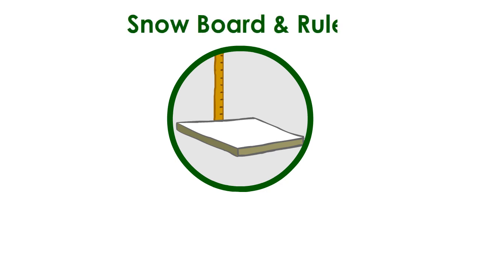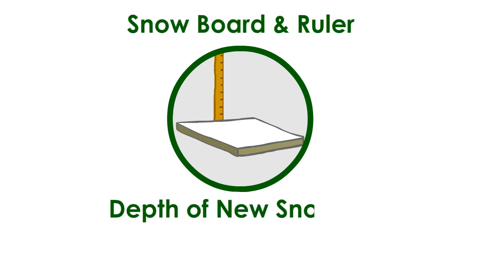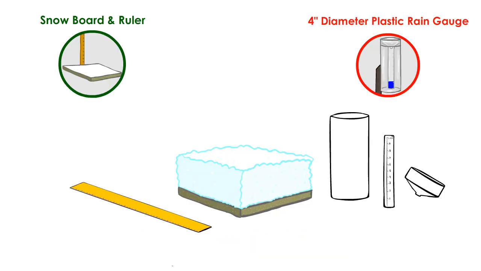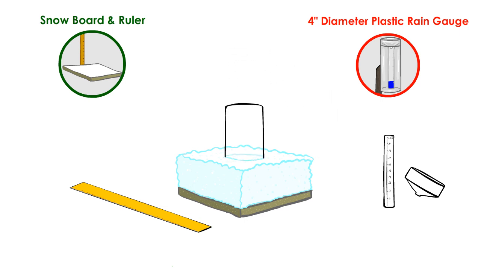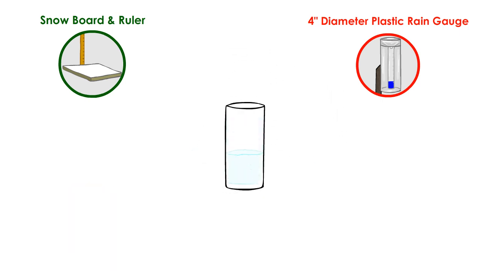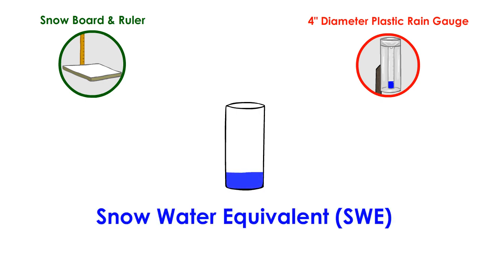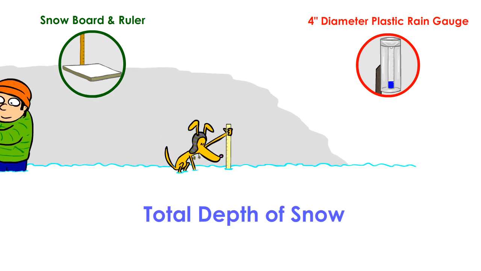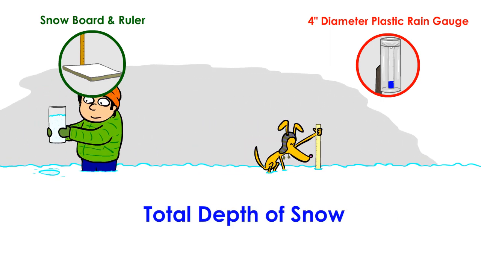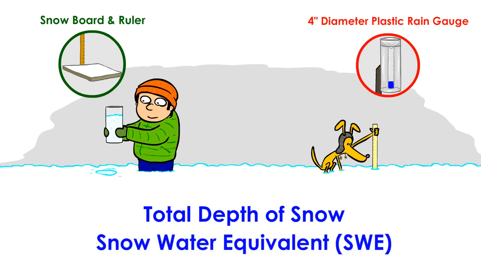The snowboard and ruler are used to measure the depth of new snowfall, which is also a part of daily precipitation. When combined with the 4-inch diameter plastic rain gauge, you can also take a core sample of the new snow on the board to confirm the water content of new snowfall, which is called snow-water equivalent. Additionally, the ruler can also be used to measure the total depth of snow, and a separate core sample can be done to measure the snow-water equivalent of the total amount of snowpack that is currently on the ground.